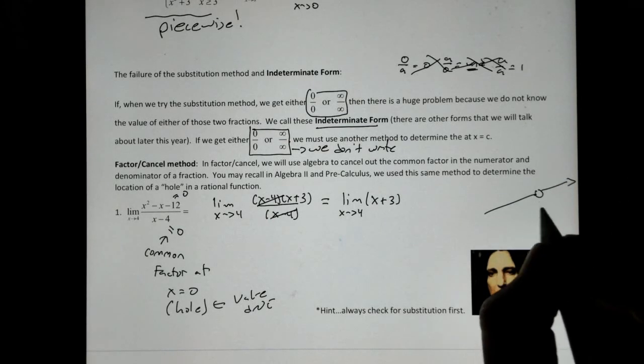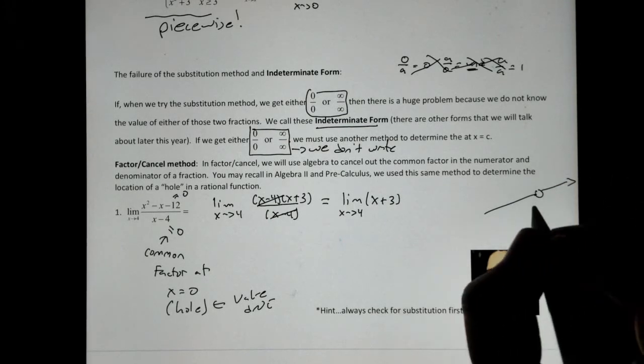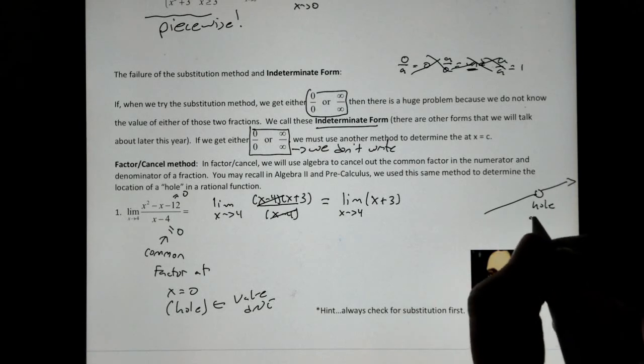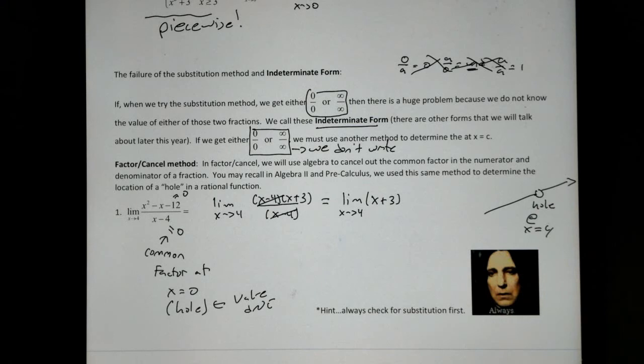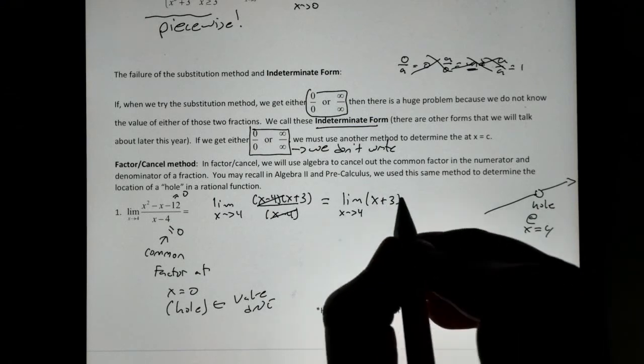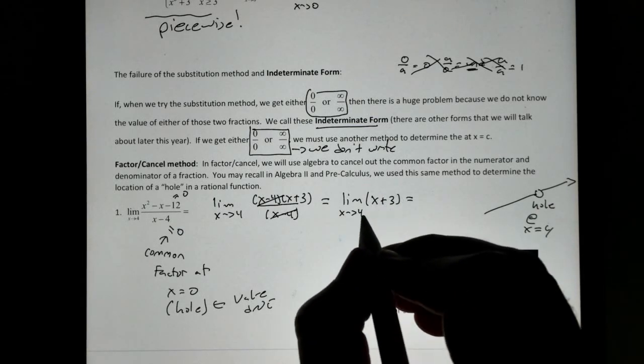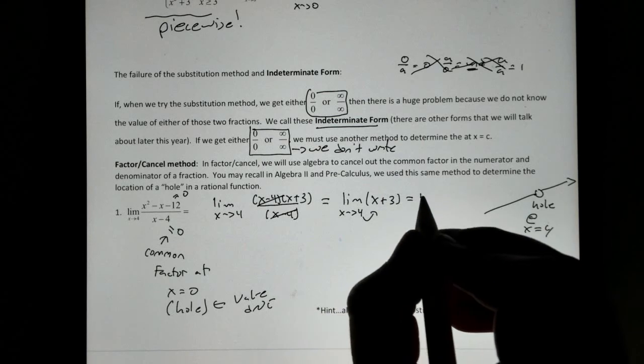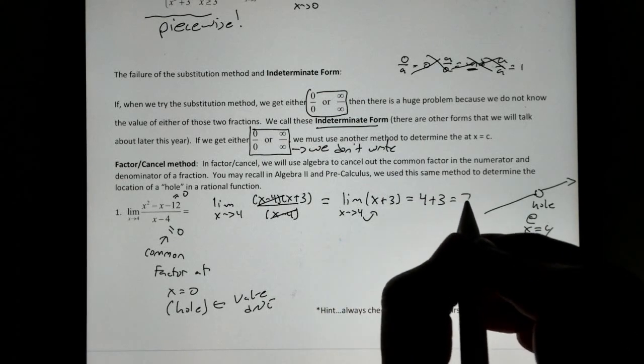Sorry, pen went crazy. This is a line with a hole in it at x equals 4. So let's see here. I can solve, but now I can solve. Now it's just my substitution. If I plug in, I get 4 plus 3, which is 7.